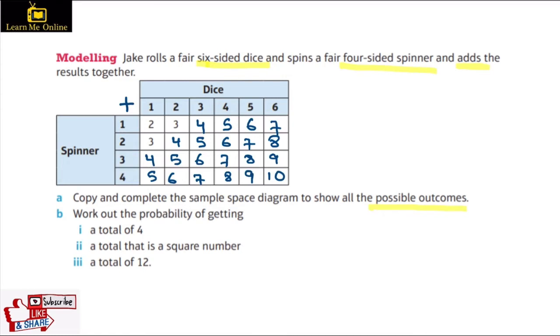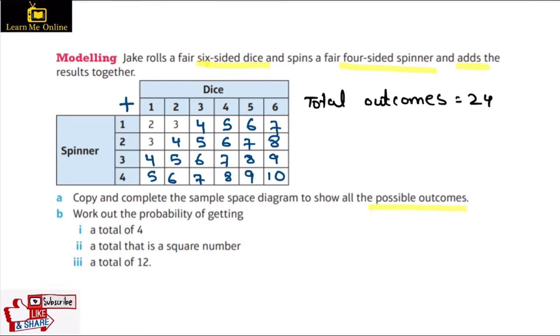If you read the first part now, it is about finding the probability of getting a total of 4. I'm going to find out how many are the total outcomes, and then how many of them are giving a total of 4. So the total outcomes would be, we have 6 possible outcomes horizontally and 4 vertically. So when you do 6 times 4, the total outcomes would be 24.